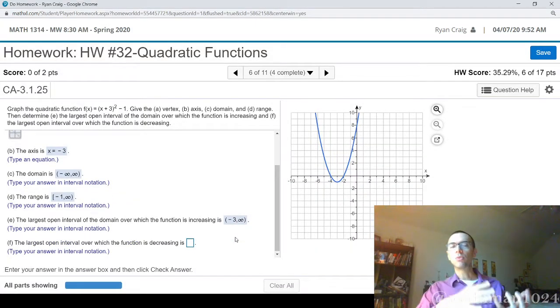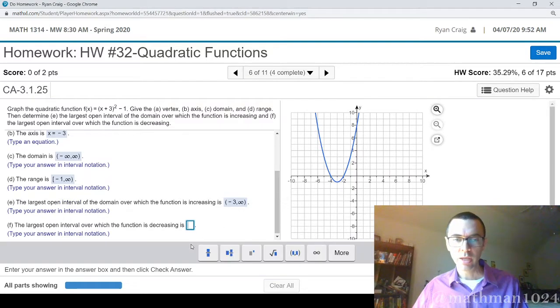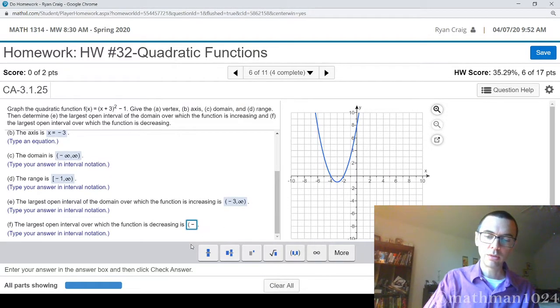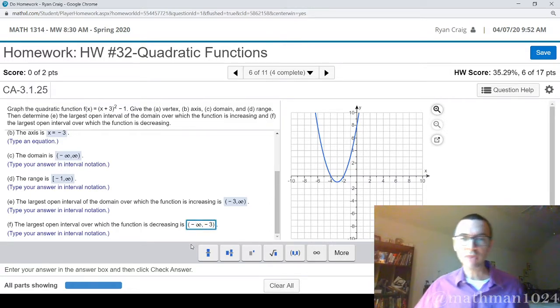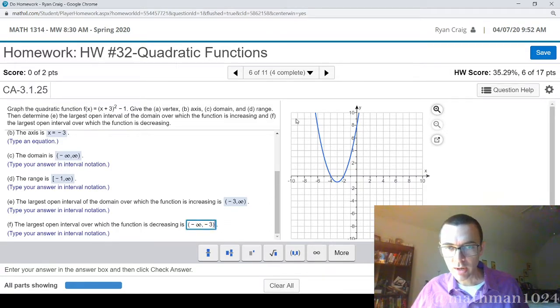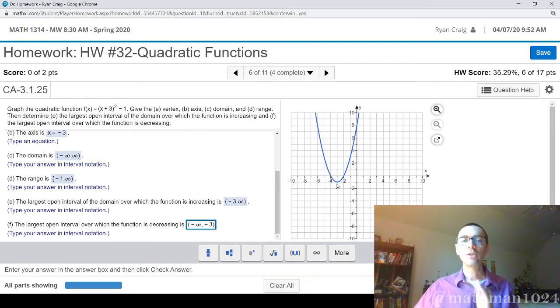And then the open interval over which we are decreasing, you see as we come from -infinity up to the x value of -3. So trace along here. From -infinity, you are decreasing, going down, down, down, down, until you get to an x value of -3. And then you stop decreasing, you change, and you start to go up.